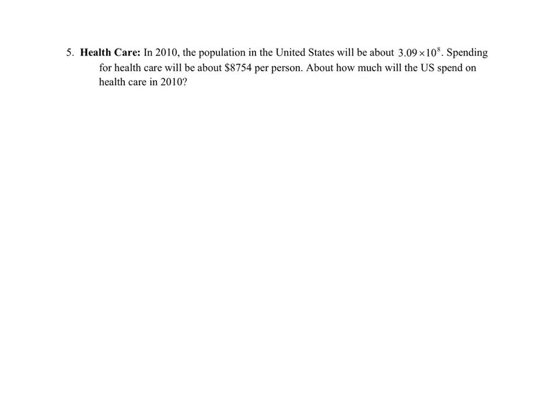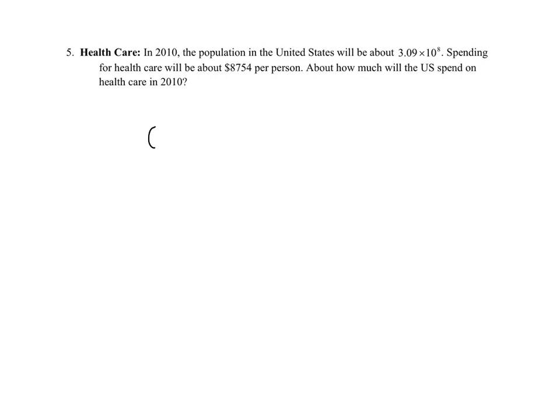All right, so let's see what we're talking about here. We know that it costs $8,754 a person, and we know the population is about 3.09 times 10 to the 8th power. So we're going to multiply it. So let's write it out.